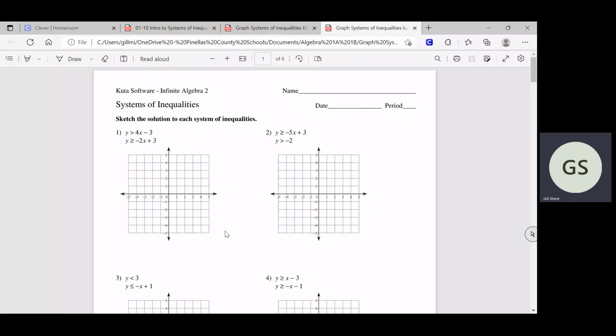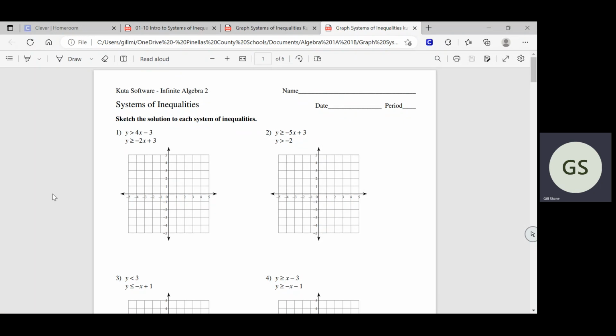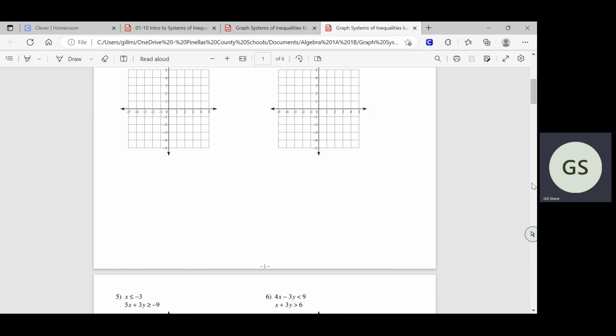Let's move one of these over. All right, so I'm gonna do a more difficult one than these for you guys. I'll leave the easy ones for you guys.